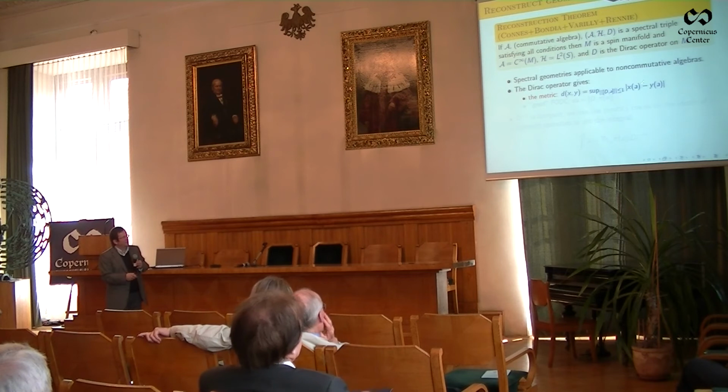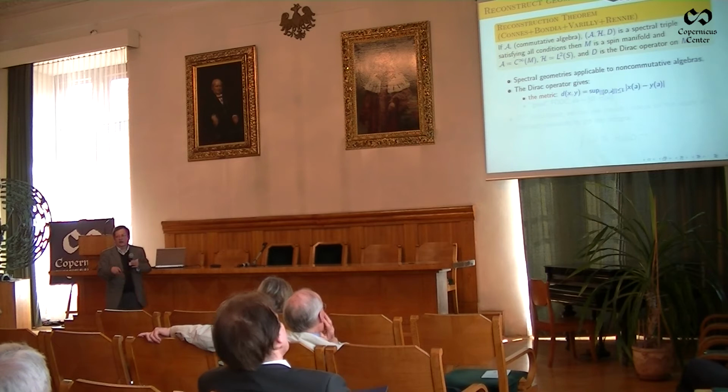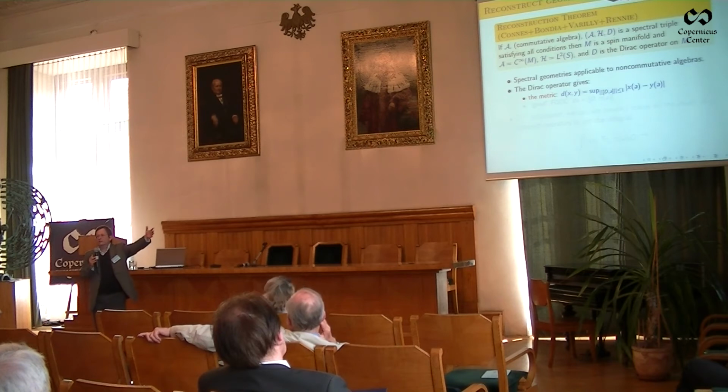on x. So think of a as a function. So x of a is just the value of the function at x, and y of f would be the value of the function at y. So you take the absolute value of the difference, but you take the supremum over all functions such that the norm of the commutator is less than or equal to 1. In classical terms, you can think of it as the supremum over all functions whose gradient is less than or equal to 1. So if you have a function whose rate of growth is not bigger than 1, then this is satisfied.